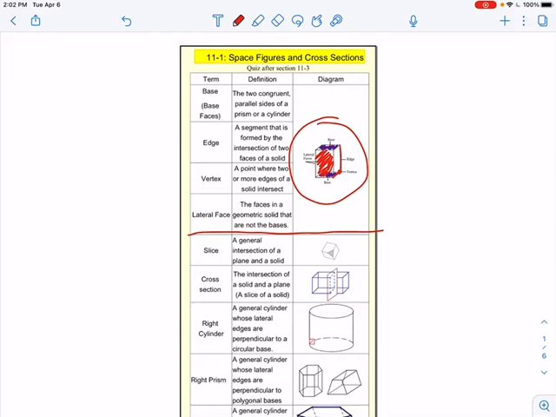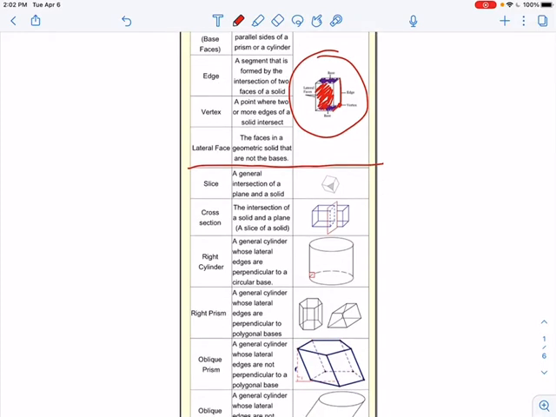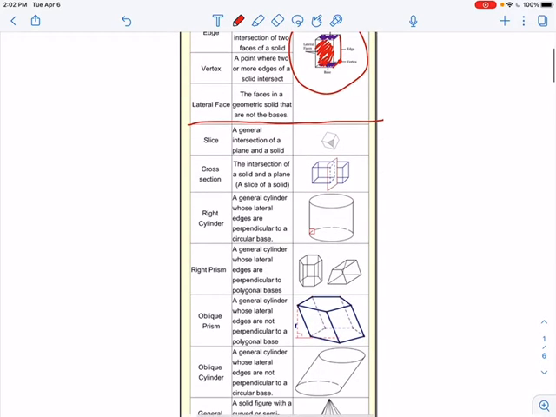A right cylinder. A right cylinder is a general cylinder whose lateral edges are perpendicular to the circular base. Okay, a right cylinder is like a soup can. A right prism. A right prism is a general cylinder whose lateral edges are perpendicular to a polygonal base. Okay, and again, you can see two examples on the right.